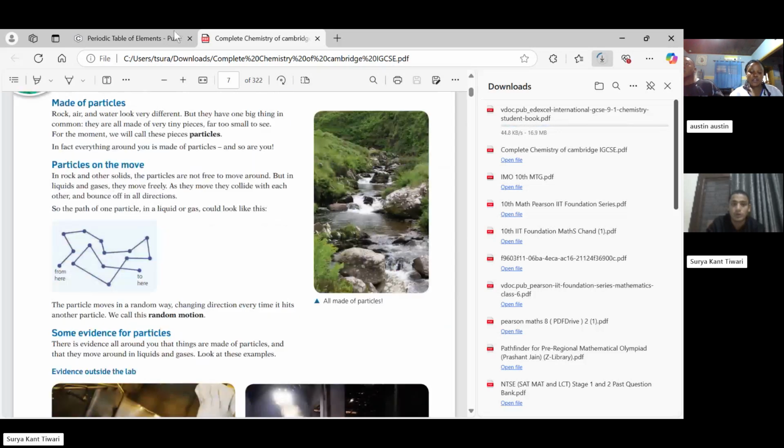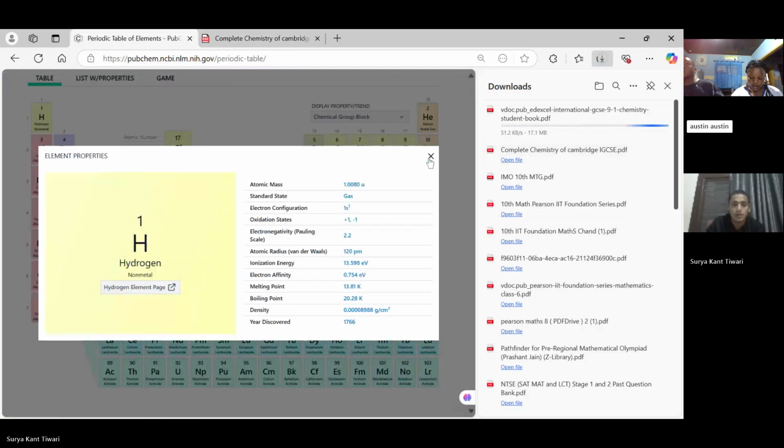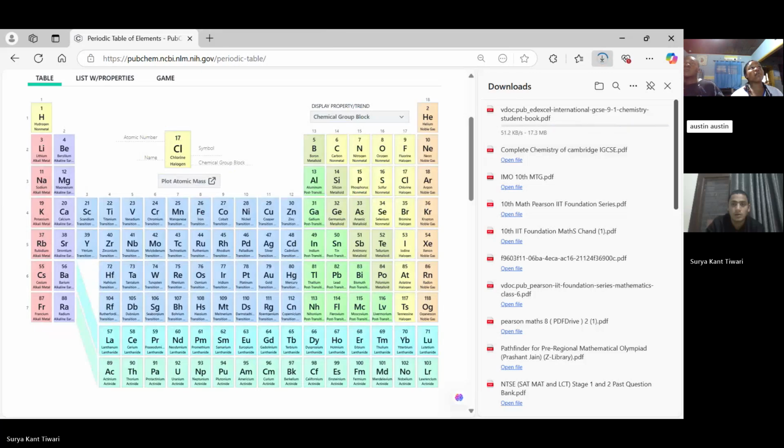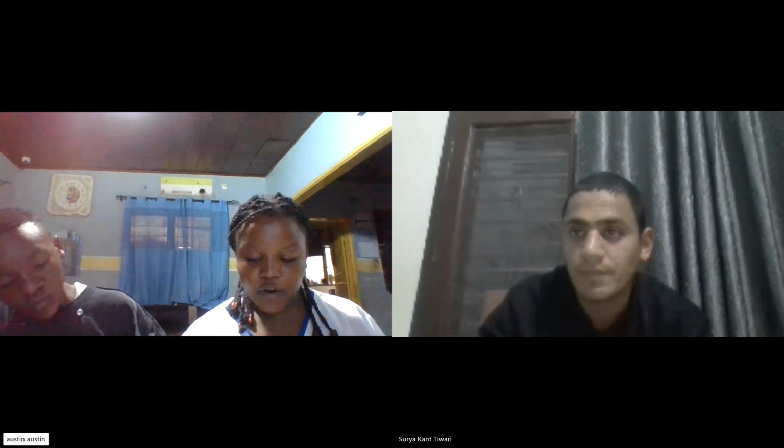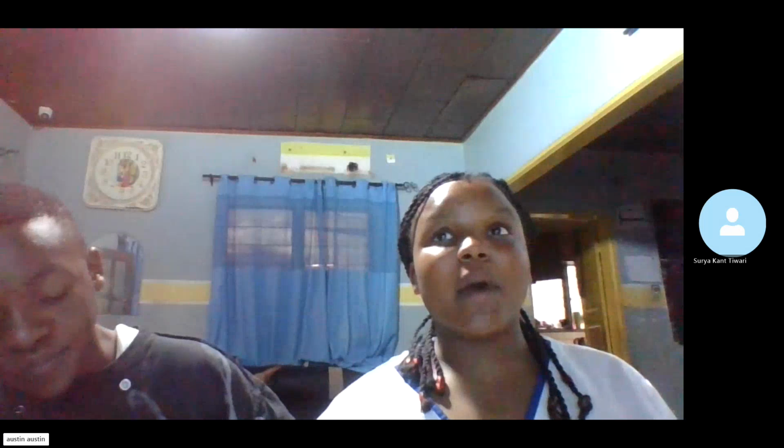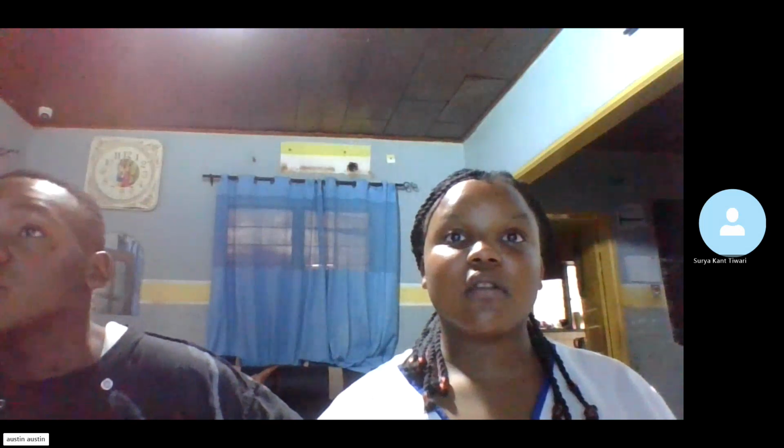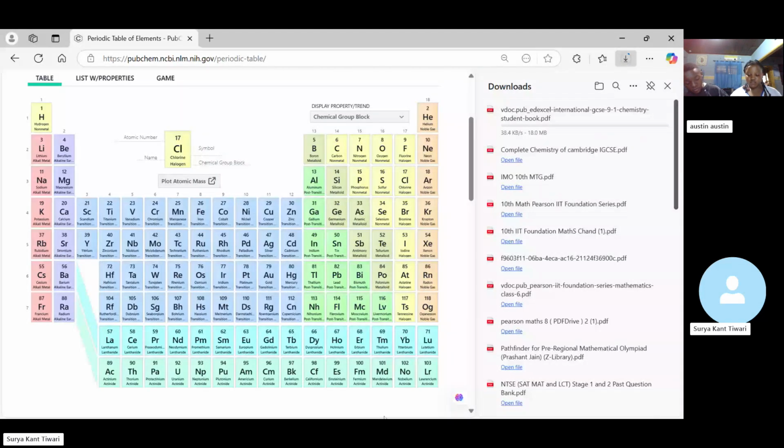If we want to look for the neutrons, we need to take the mass number minus the atomic number. Mass number minus atomic number. If you are looking for neutrons, how many neutrons are there? Yes, then what you said is correct.